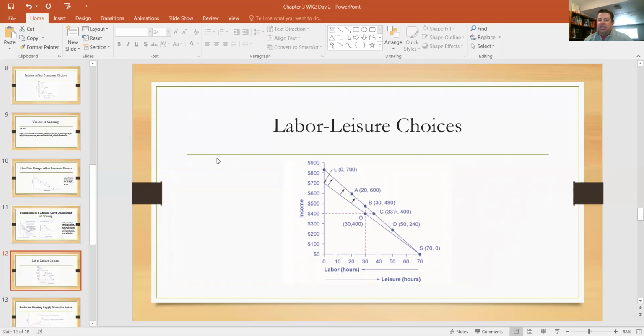Labor versus leisure choices. This is a really interesting concept. You have a choice as far as how much time you want to spend working and how much time you want to spend taking time off, or time off on the weekends, or do you get a second job? The book gives a really great example. With the number of hours available, are you going to work more, or are you going to work less?